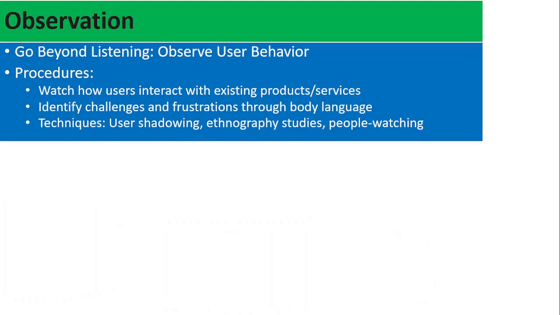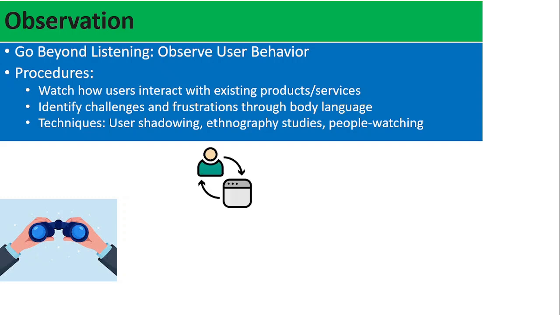Then observation. Learning and listening are different from observation. How? Go beyond listening and observe user behavior. Here attitude is important. Observe how users interact with existing products. For example, when you give a new pen to students, observe how they use that pen. User interaction with the existing product is also needed. Identify challenges and frustrations through body language. You understand their body language in their writing scenario.